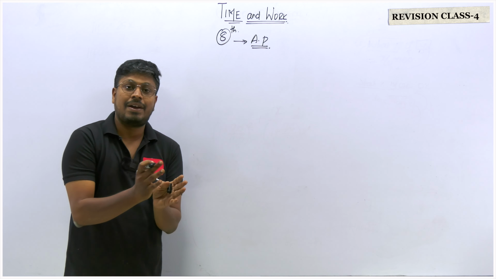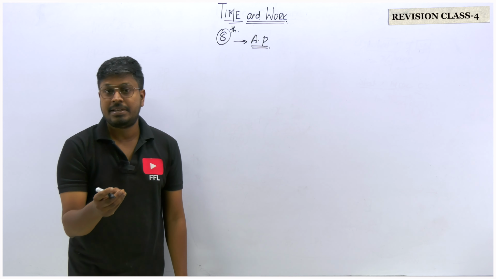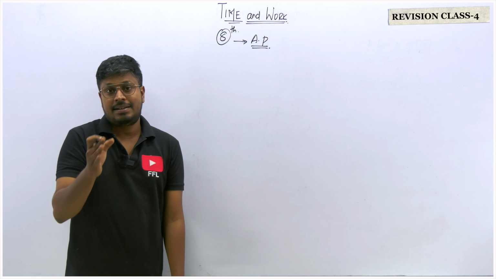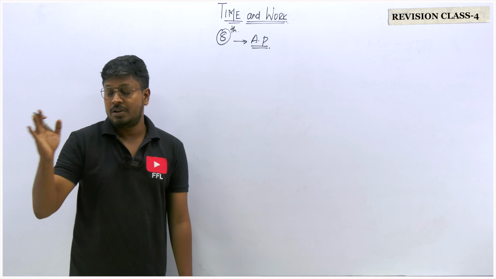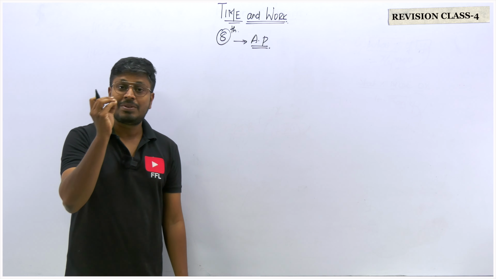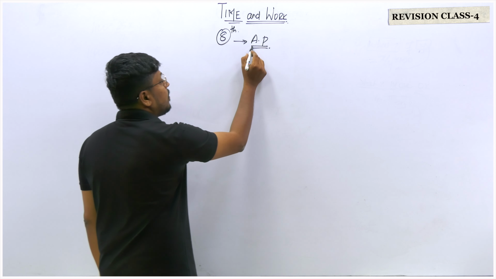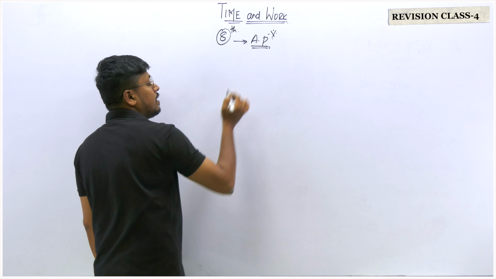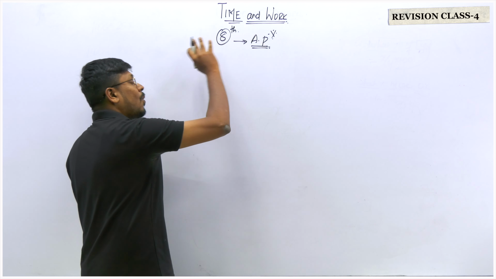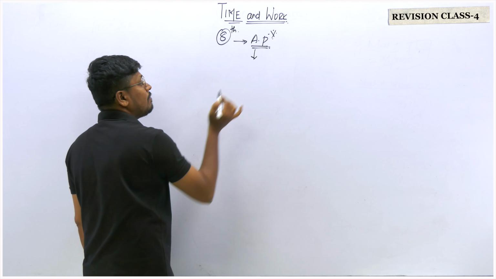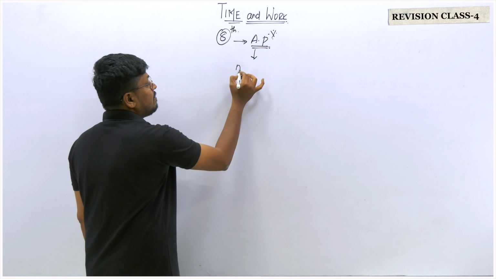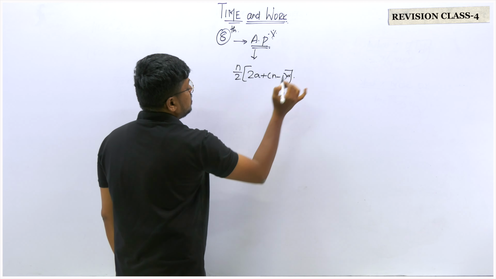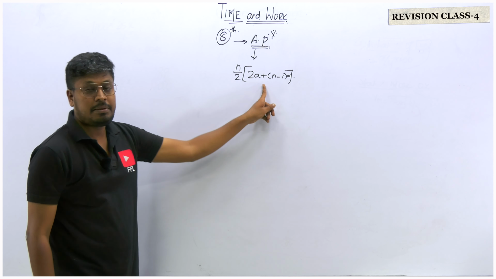Our target is to find how many days it takes to complete the work, or how many people are required to complete the work, or on the last day how many people have worked in order to complete the work in 120 days. These kinds of questions are most important in time and work, and you have to solve them using the concept called arithmetic progression. You don't have to learn all the things; we have only one formula in arithmetic progression, that is n by 2 into 2a plus n minus 1 into d. This is the formula that we learn in arithmetic progression.